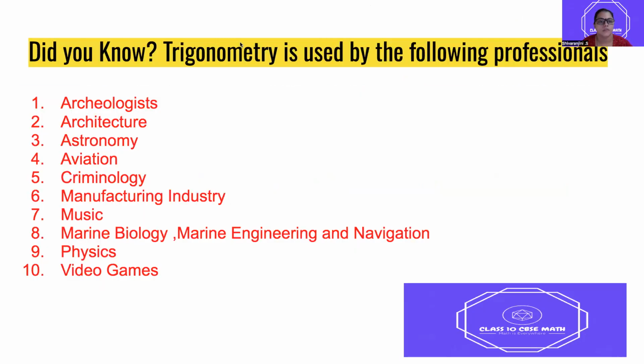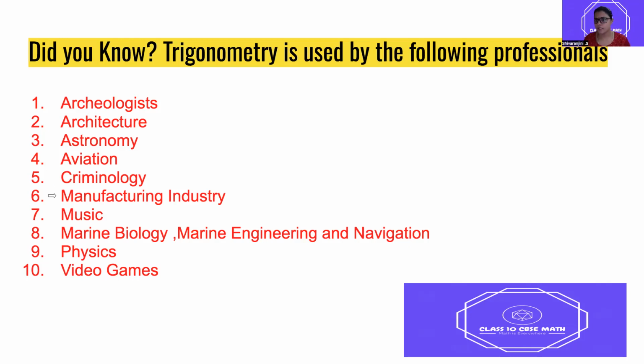Do you know trigonometry is used by the following professionals? Trigonometry finds a particular usage with archaeologists, architects, and astronomy, people who are with the space science, they use it. Aviation, people who are pilots, they use it. Criminology, people who deal with crime scenes, they use it. People who are in the manufacturing industry, they use it.